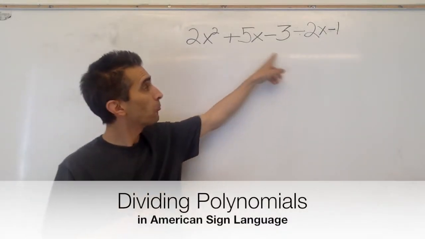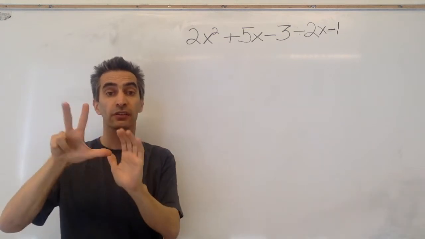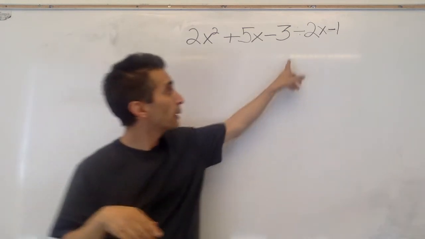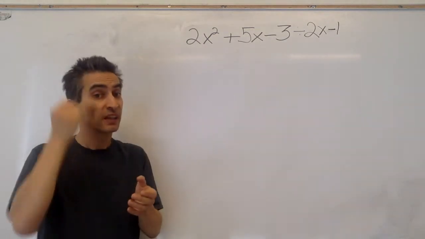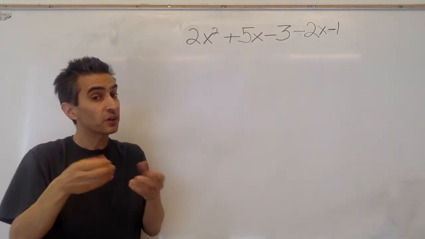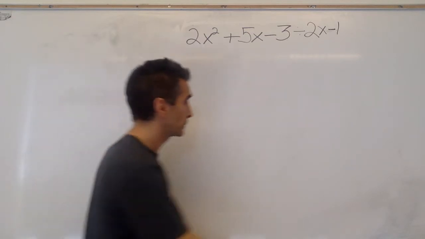Now we're going to look at the example 2x squared plus 5x minus 3 divided by 2x minus 1. If you want to solve this problem, you're going to have to change the way it's written just a little bit.